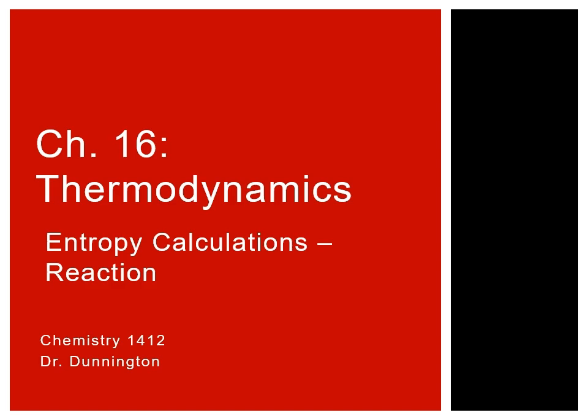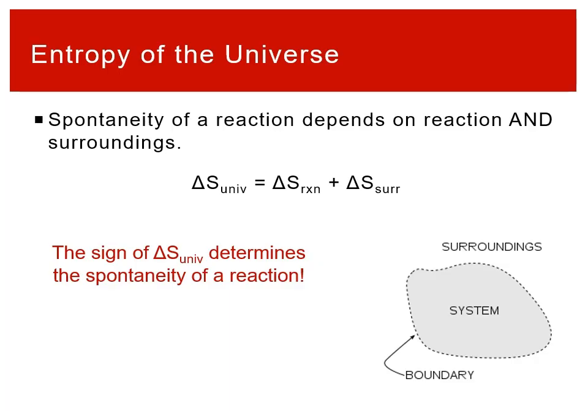So now we want to actually calculate the value of the change in entropy for a chemical reaction. If we want to predict spontaneity, we need the change in entropy of the universe, which is going to be composed of the change in entropy of the reaction and the change in entropy of the surroundings. So we're going to take these one at a time. We're going to start by looking at the change in entropy of the reaction.